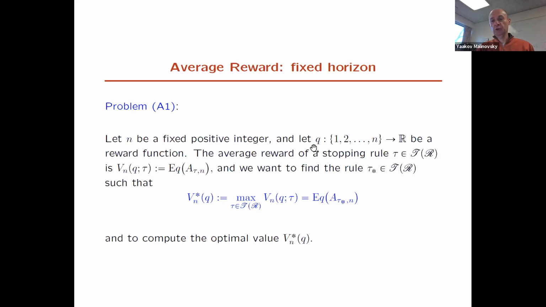For example, in the secretary problem, q is the indicator function that the absolute rank equals 1, and we would like to maximize the probability that the absolute rank equals 1. The expectation of the indicator is exactly this probability. Now, if you think about the secretary problem, if the horizon is fixed, everything is well defined on this page.